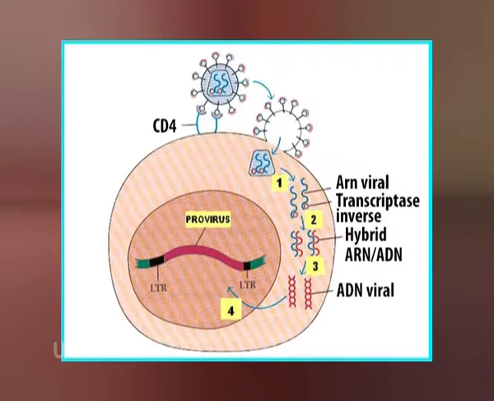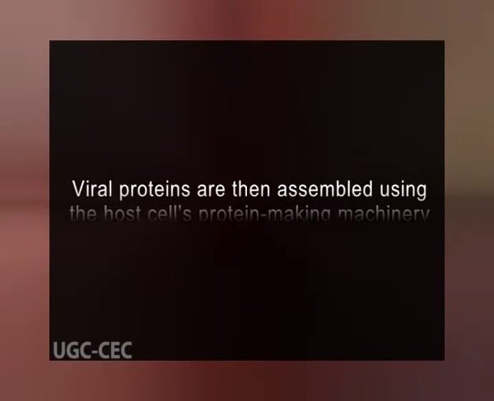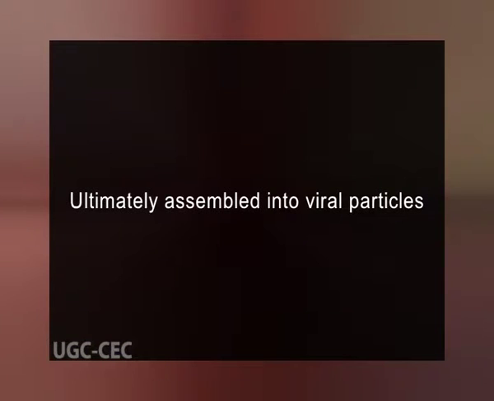The integration of provirus into the host DNA provides the latency that enables the virus to avoid host responses so effectively. Production of viral proteins and RNA takes place when provirus is transcribed. Viral proteins are then assembled using the host cell's protein-making machinery. The viral protease enzyme allows for processing of the newly translated polypeptides into the proteins, which are then ultimately assembled into the viral particles. The virus eventually buds out of the cell.